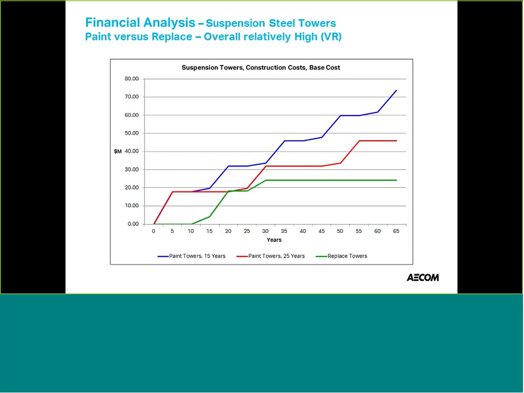Now, this is a suspension structure. Again, the same colours as the other one. 15 years is the blue, 25 years painting is the red. And the replacement value, you can see the gap between the red and the green now is quite significant. That is, you're better off investing in replacing these suspension towers for the value that you obtain. As you can see, it just runs away, the blue line. And this is on a like-for-like basis.